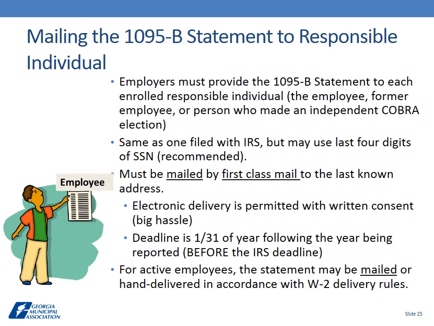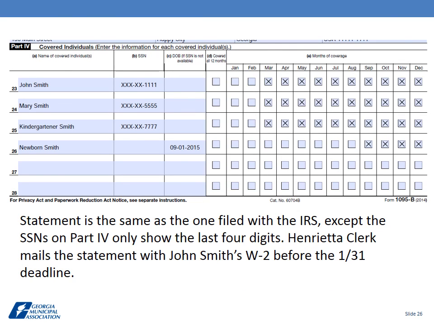Remember, this is before the deadline for sending them to the IRS. For active employees, the statement may be mailed or hand-delivered in accordance with W-2 delivery rules. This just shows the same portion of the 1095B form with the truncated Social Security numbers. Henrietta Clerk mails the statement with John Smith's W-2 before the January 31st deadline.